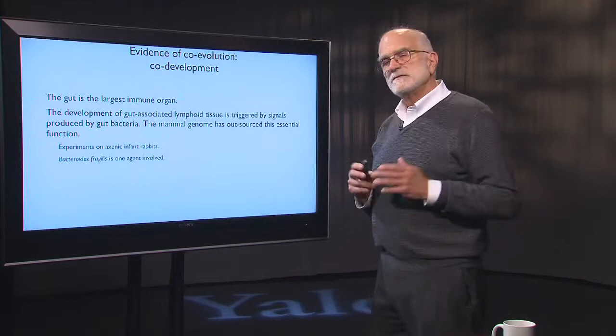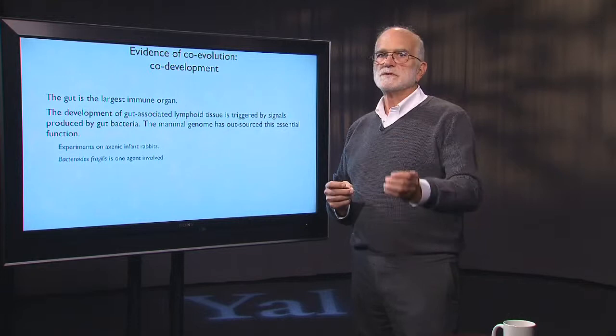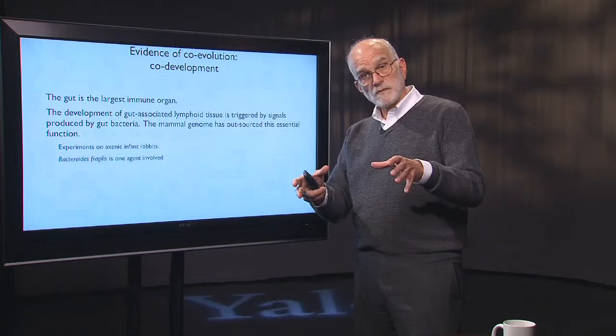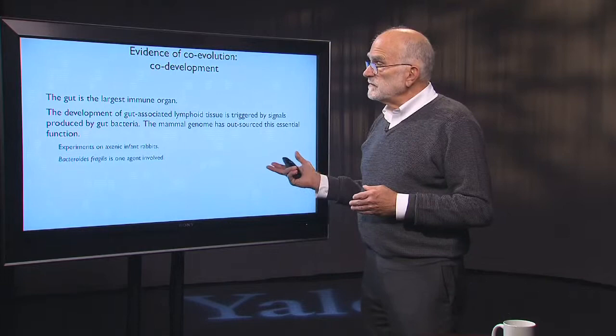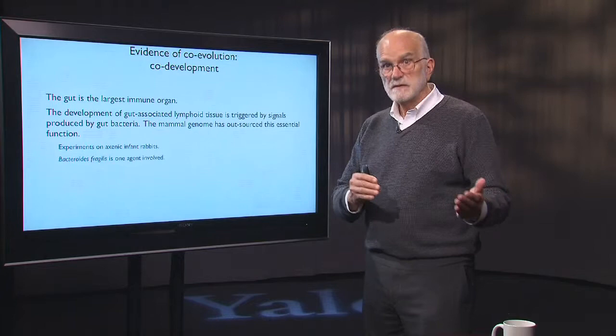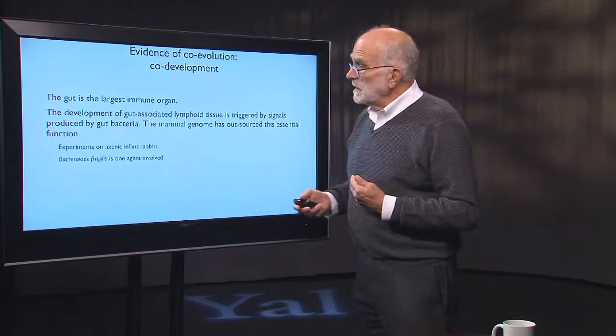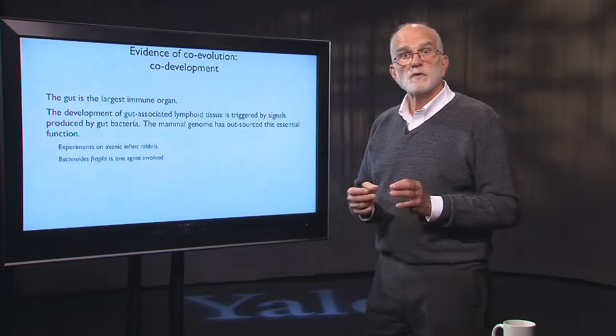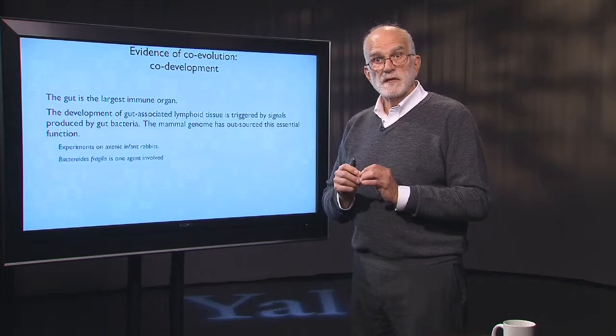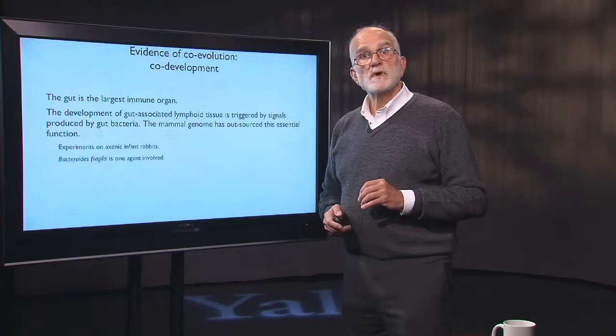It means that the mammalian genome has outsourced this critical developmental decision to develop the immune system at an important part of the body to another genome, to a bacterium. That could only have happened if there has been a very long association of bacteria with mammal guts, in a way that, in fact, the presence of the bacteria is just as reliable as the presence of any other part of our body. This has been demonstrated in axenic infant rabbits. An axenic rabbit is one that's born without any microflora at all, and where the bacteria are then introduced into the gut experimentally. And Bacteroides fragilis is one of the bacteria that's capable of giving this signal.